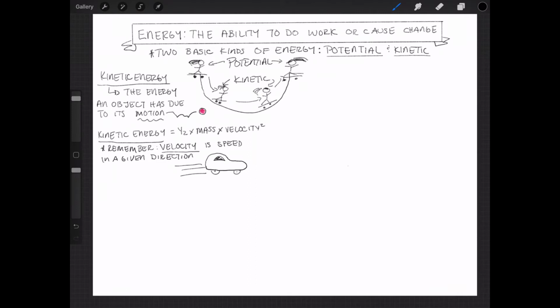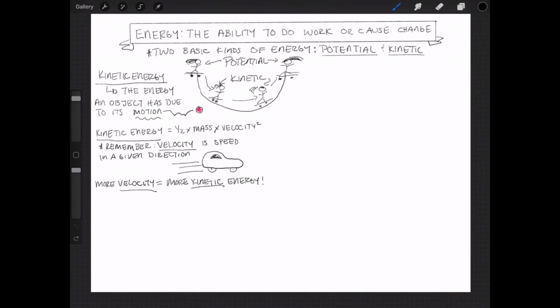So since kinetic energy has both mass and velocity in it, remember though that the more velocity, because we're actually taking the square of the velocity, the more kinetic energy an object will have.